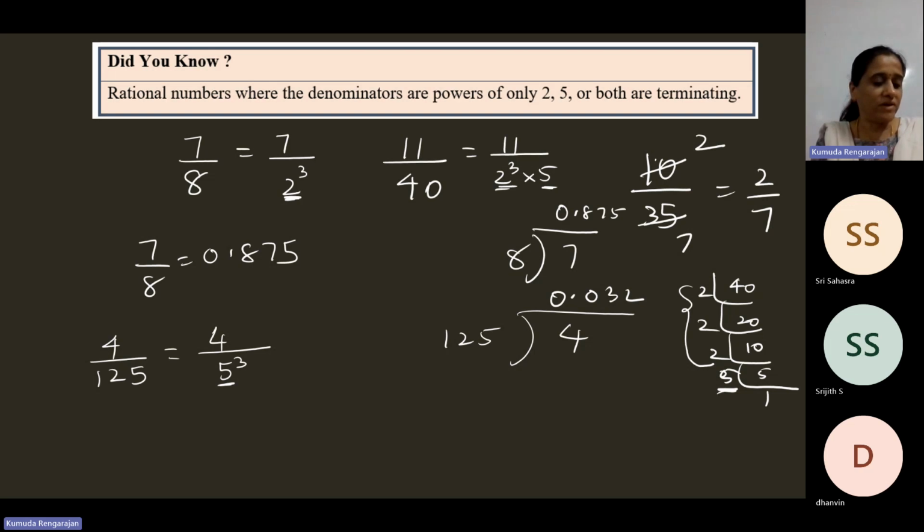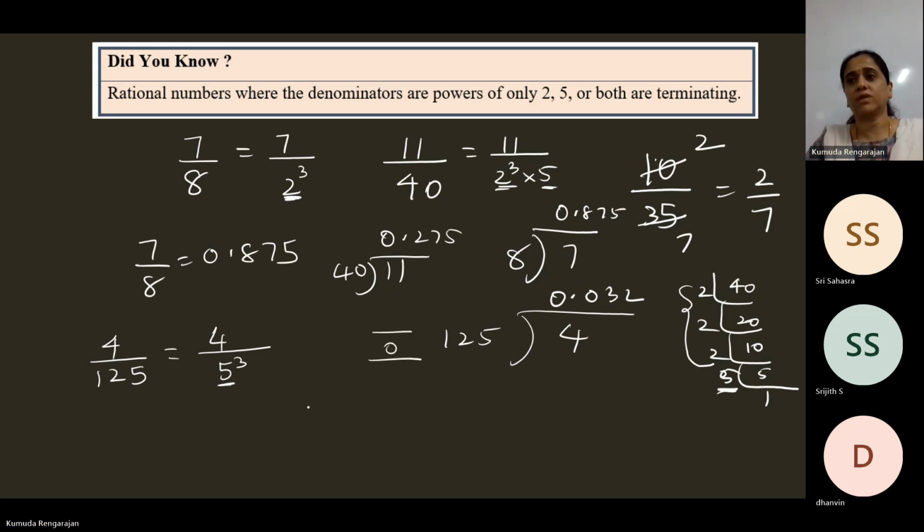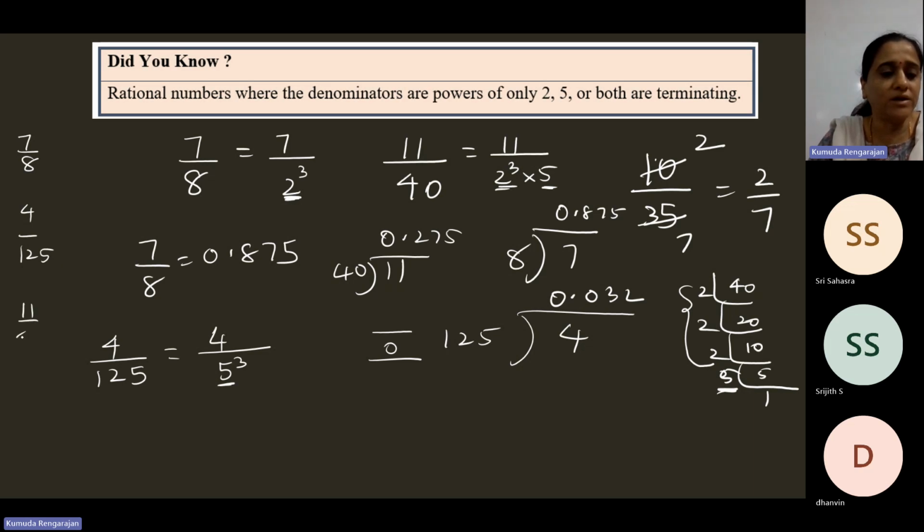So now when you divide 11 by 40, the quotient is 0.275 and the remainder will be 0. So we considered the rational numbers 7 by 8, 4 by 125 and 11 by 40.